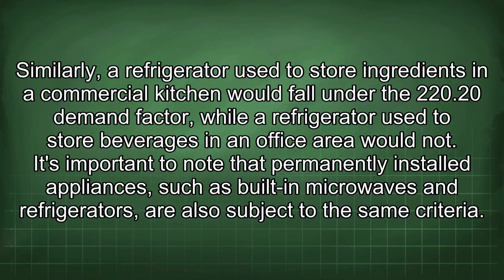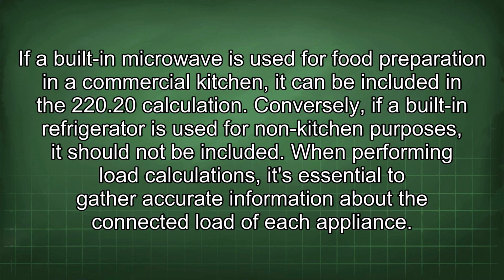Similarly, a refrigerator used to store ingredients in a commercial kitchen would fall under the 220.20 demand factor, while a refrigerator used to store beverages in an office area would not. It's important to note that permanently installed appliances, such as built-in microwaves and refrigerators, are also subject to the same criteria. If a built-in microwave is used for food preparation in a commercial kitchen, it can be included in the 220.20 calculation. Conversely, if a built-in refrigerator is used for non-kitchen purposes, it should not be included.